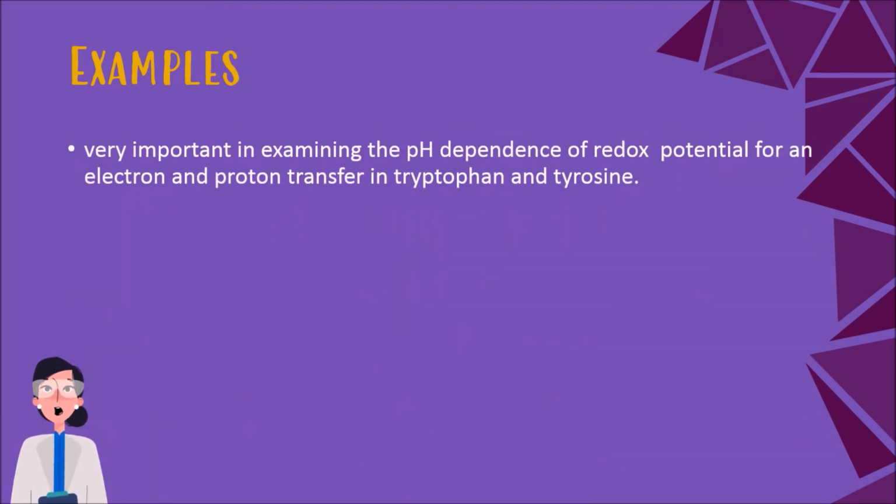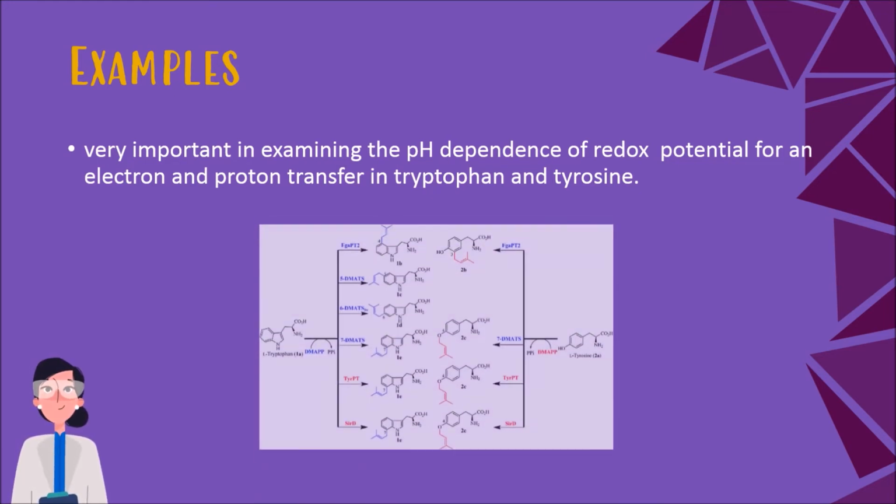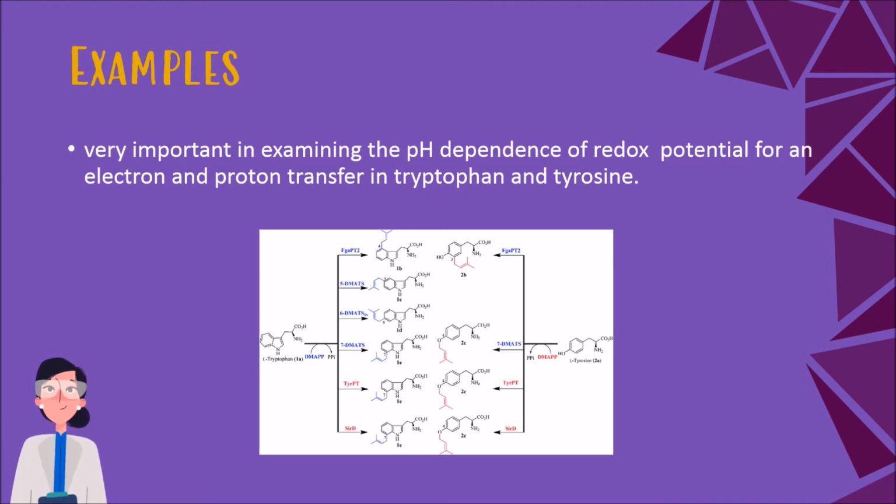We can take a look at where this can be applied. For example, it is very important in examining the pH dependence of redox potential for an electron and proton transfer in tryptophan and tyrosine. The pH dependence is used to calculate the delta G values for different reaction pathways and thus determine that the mechanism can be one-step or two-step depending on several factors.